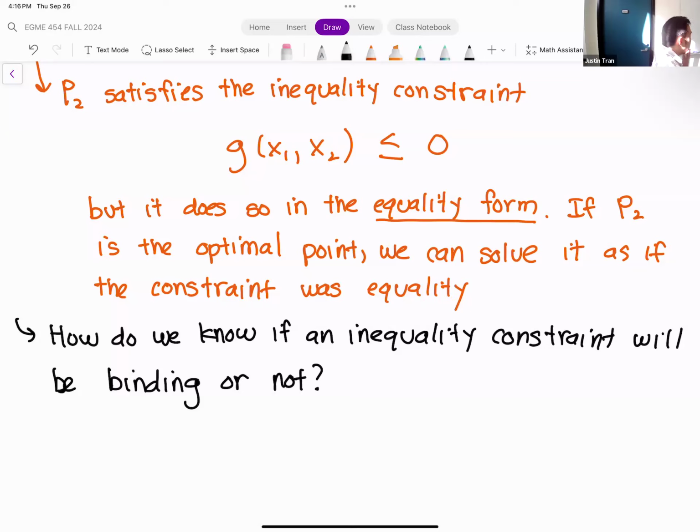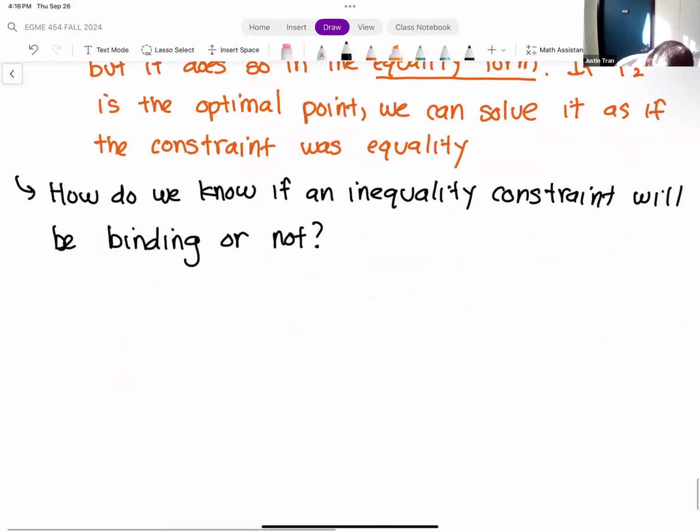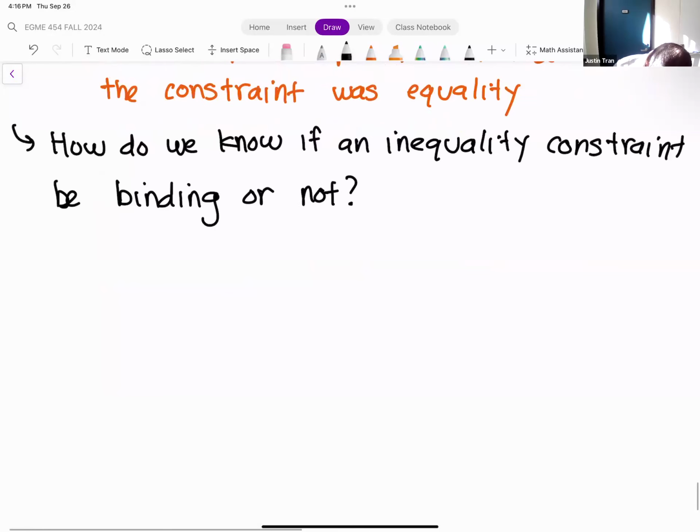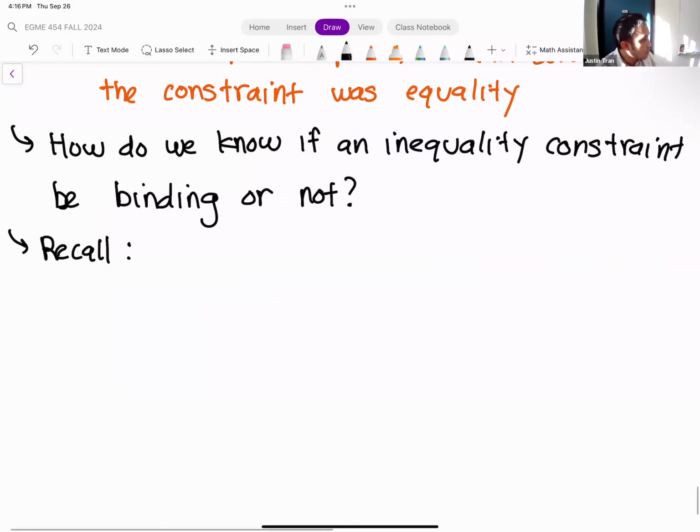Okay, cool. So we actually have a tool that we've already gone over that can help us with this, and that is the Lagrange multipliers. If you recall, when we solve problems with Lagrange multipliers, the value of the Lagrange multiplier itself told us about the nature of the constraint.